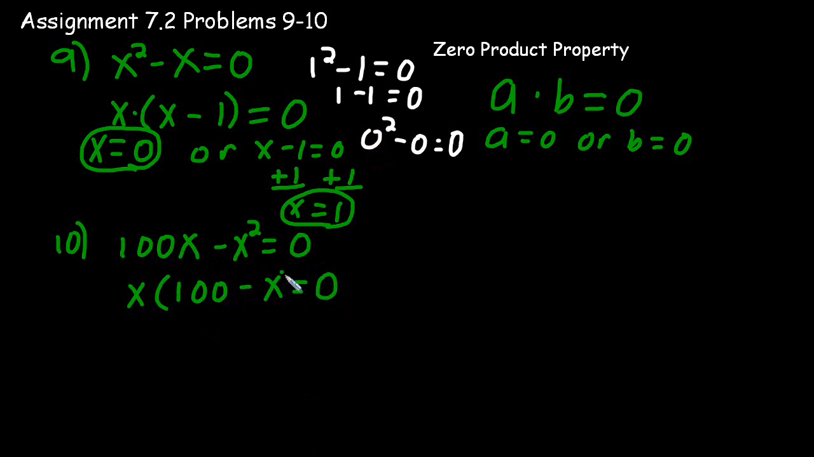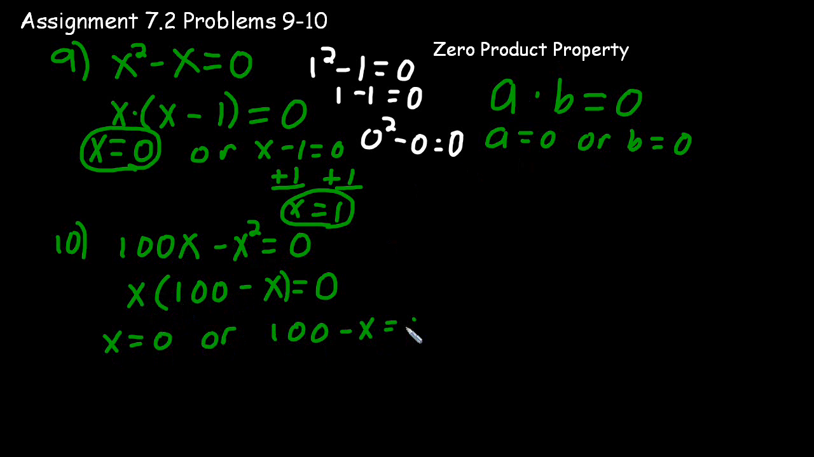You could check your factoring. You could distribute the x, and you get 100x, and then minus x squared. Then we come back to the zero product property. We set each of the factors equal to 0. So either x is 0 or 100 minus x equals 0.